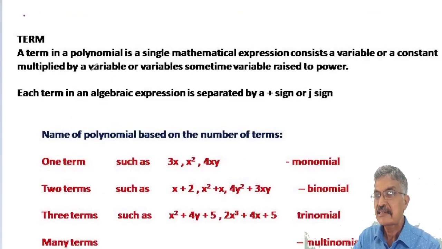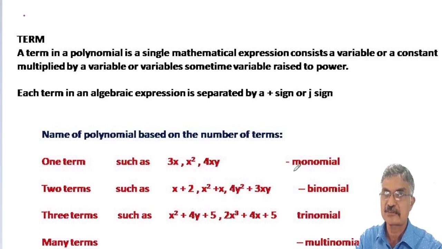Next, the term. A term in a polynomial is a single mathematical expression, a variable or a constant multiplied by a variable or variables, sometimes a variable raised to a power. We have classified polynomials based on the number of terms. There are some polynomials which have only one term. Such polynomials are called monomials. Example, p(x) is equal to 3x, p(x) is equal to x square, p(x, y) is equal to 4xy. So these are three different polynomials with only one term. Such polynomials are called monomials.